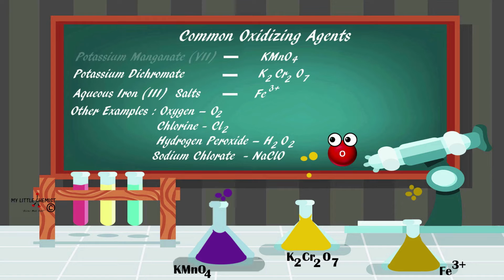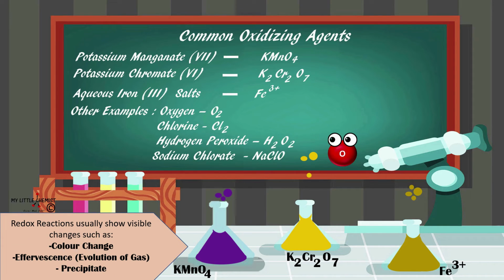They are commonly known as potassium manganate 7 and potassium chromate 6. We'll also be investigating aqueous iron 3 salts, which also act as an oxidizing agent. Other examples include oxygen, chlorine, hydrogen peroxide, and sodium chlorate, which is a key ingredient in bleach.